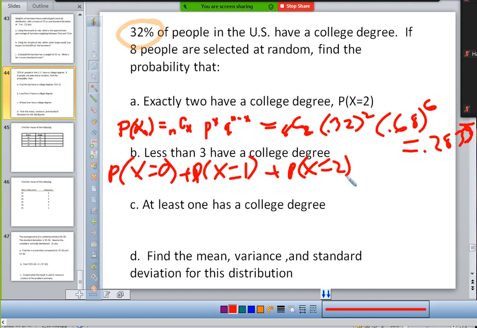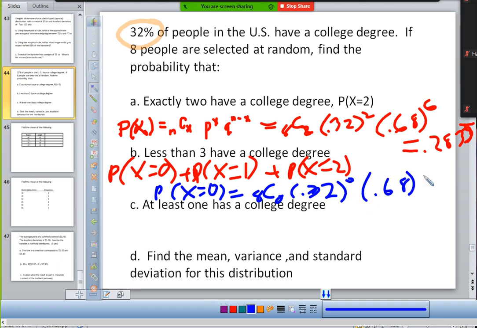All right, so the probability x is 0 would be 8 choose 0 times 0.32 to the 0 times 0.68 to the 8th. Right, and then you find the probability of x is 1 as well. At least one has a college degree.